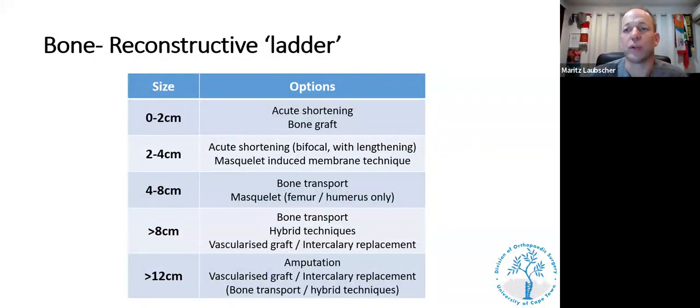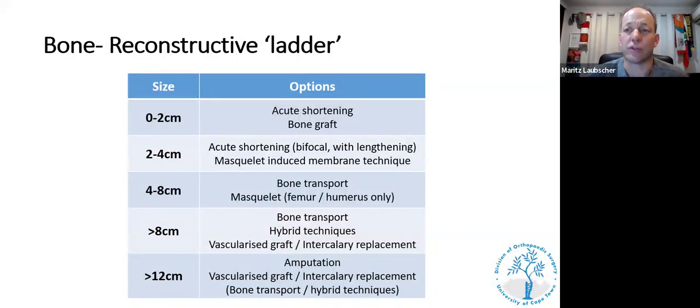Long bone transports. We'll discuss it in more detail later, but here you're going to have patients in a frame for a very long time. You can consider hybrid techniques to cut down on the fixated time, and also should think of vascularized graft or intercalary replacements. I think any bone defect of more than 12 centimeters, you should always strongly consider an amputation, and you can still do bone transport, but you should consider a hybrid technique just to make the treatment time acceptable.